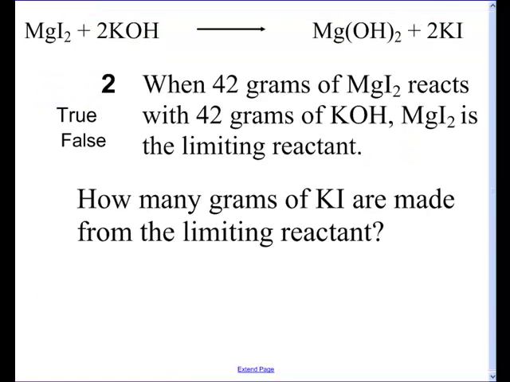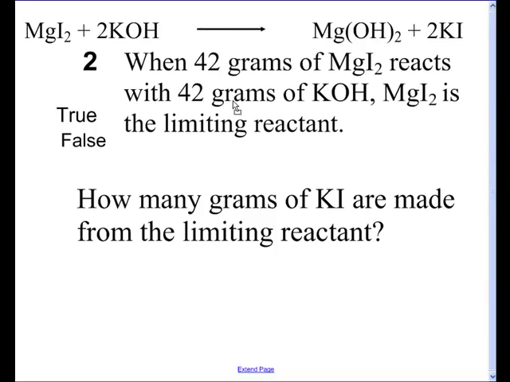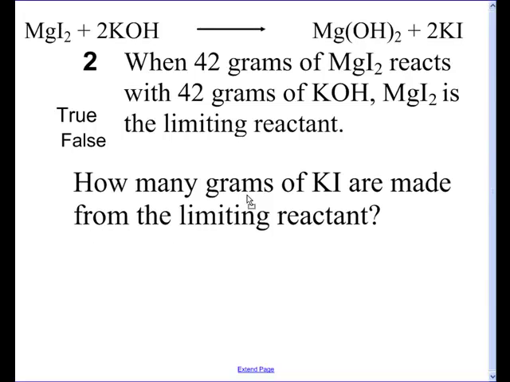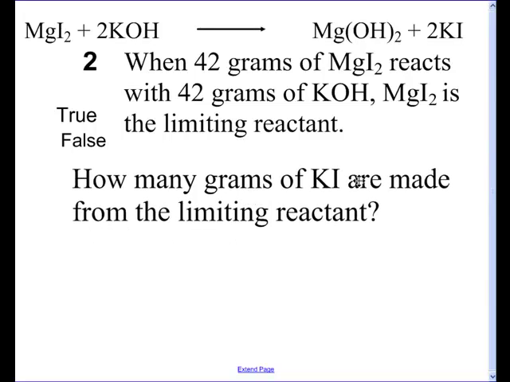Okay, here's a true-false question. When 42 grams of MgI2 react with 42 grams of KOH, MgI2 is the limiting reactant. Okay, that's a true-false question. And then what I really want you to do is figure out how many grams of KI are made from the limiting reactant. So to do this problem, we have to work it out just like before.